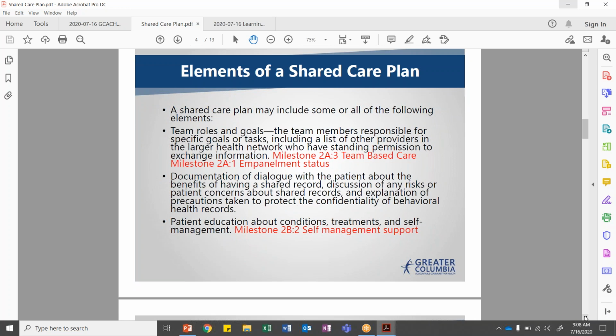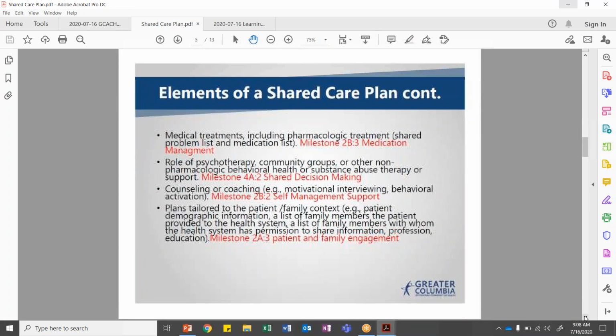And then these are additional elements of a shared care plan, continued. So your medical and treatments, including pharmacological treatment, which is your medication management, and then role of the psychotherapy, community groups, other behavioral health or substance abuse therapy, and that's also part of your shared decision making. Counseling or coaching, and then plans tailored to the patient, the family context, the patient demographics, a list of the family members, any and all elements that you can get from the patient would be a part of that shared care plan. And make sure that we're always engaging our patient and our family in any additional information that they want to tell you.